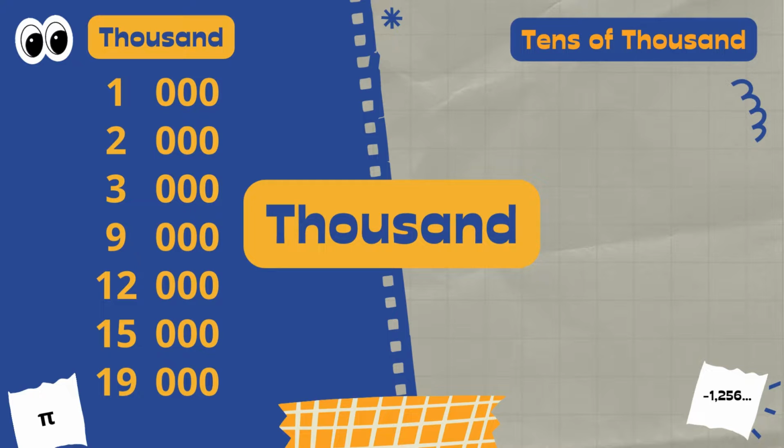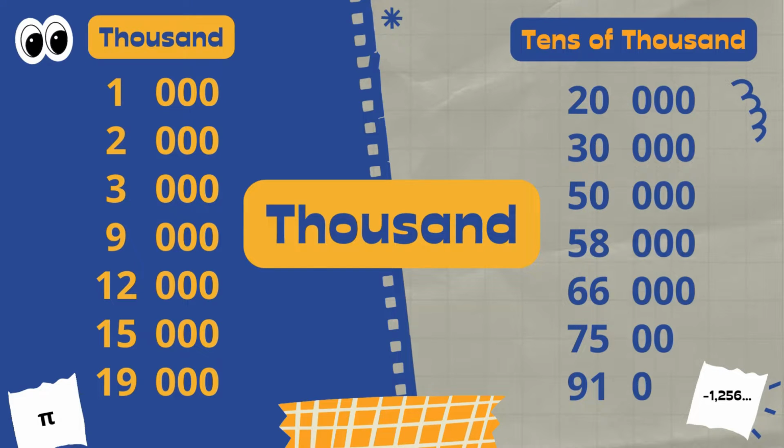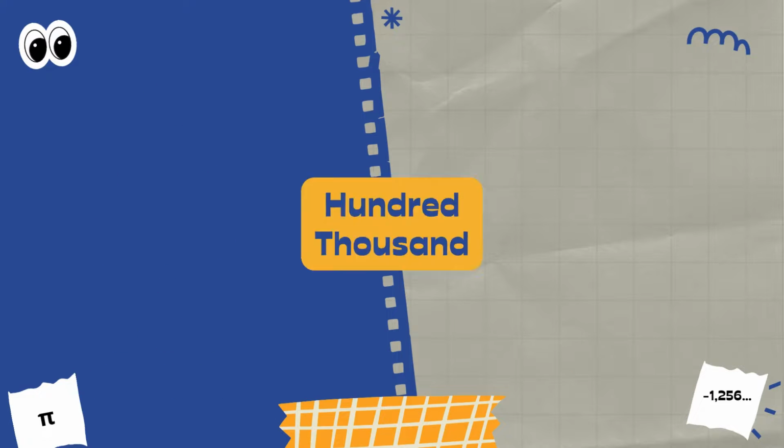Tens of thousands, for example, 20, 30, 50, 58, 66, 75, or 91. We follow the same steps, adding 0, 0, 0, and we count 20,000, 30,000, 50,000, 58,000, 66,000, 75,000, and 91,000. As simple as that. Let's move a step further.